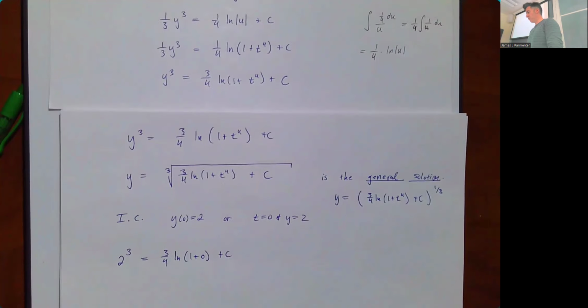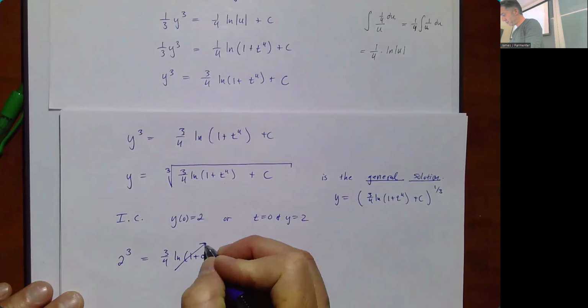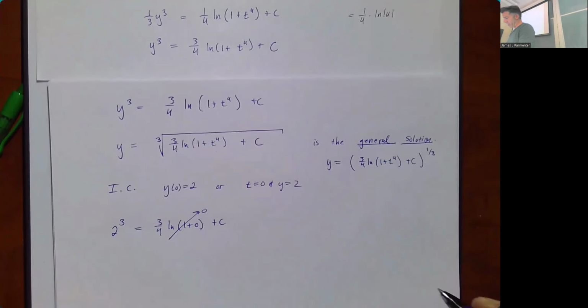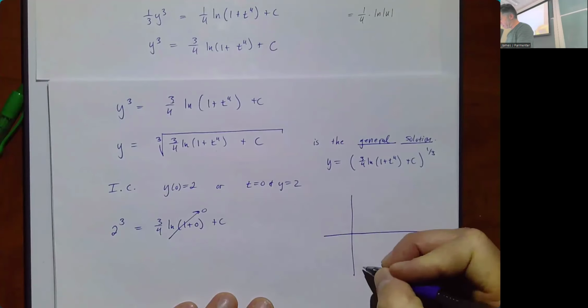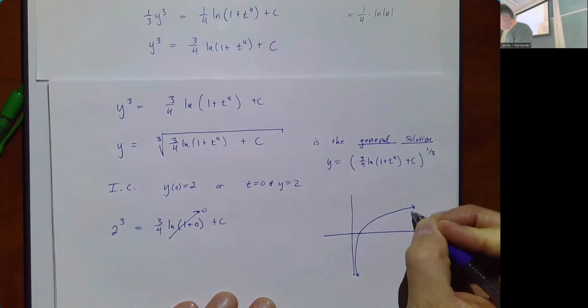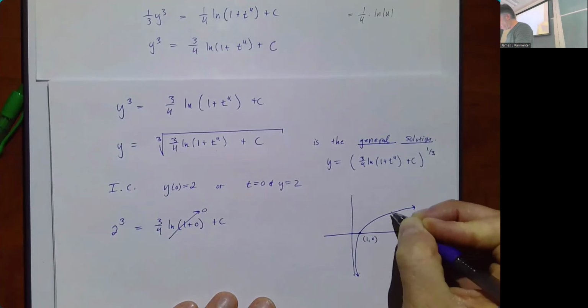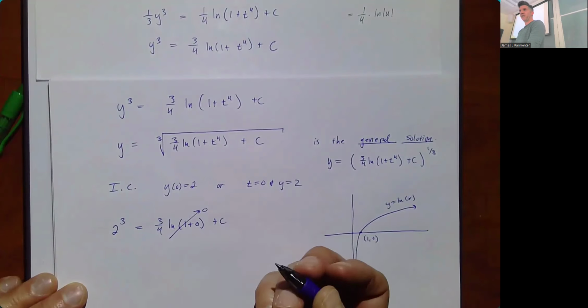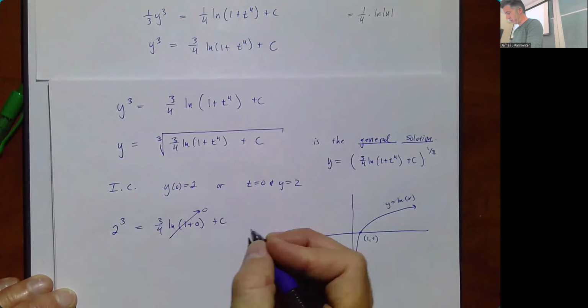All right, so now 1 plus 0 is 1, and the natural log of 1 comes up a lot. Natural log of 1 is 0. I would highly encourage everyone to have this kind of working graph of the natural log of x in their head. There's your y equal to the natural log of x. It's got a vertical asymptote at x equals 0, and it has an x-intercept at (1, 0). So if you plug in 1, the natural log of 1 is 0, which is great because it's really easy to find c. C is just going to be 2 to the 3rd, which is 8.